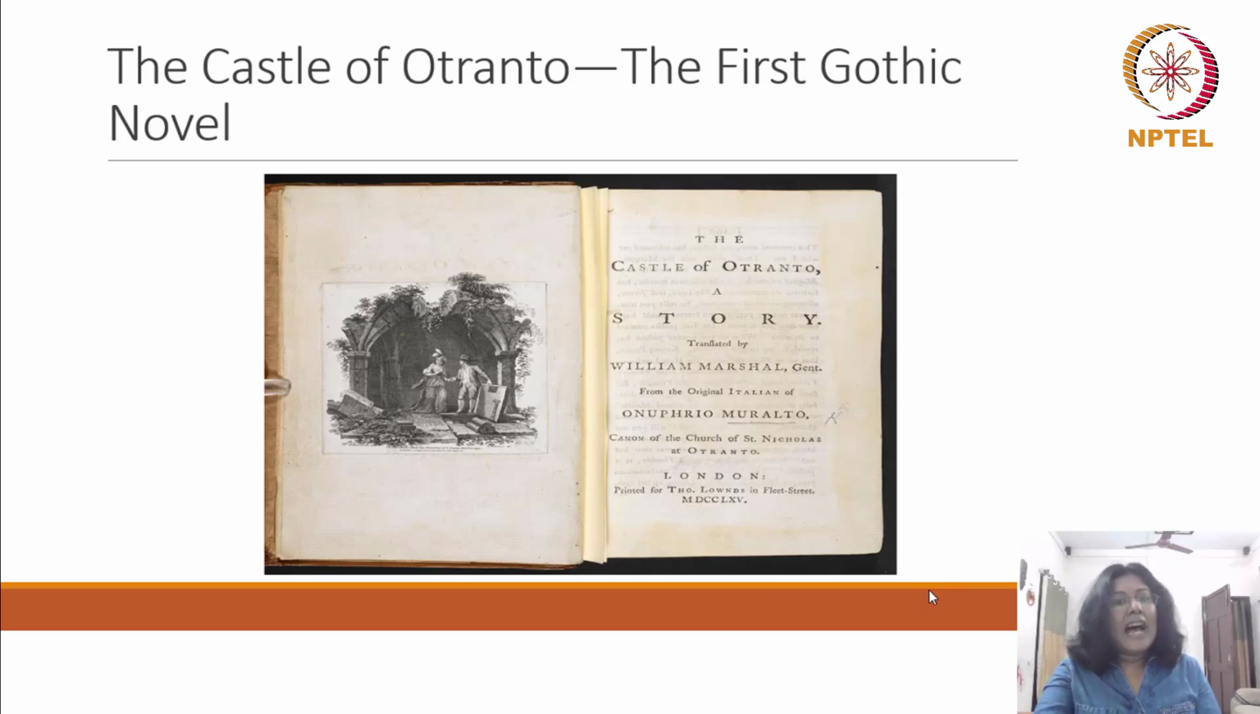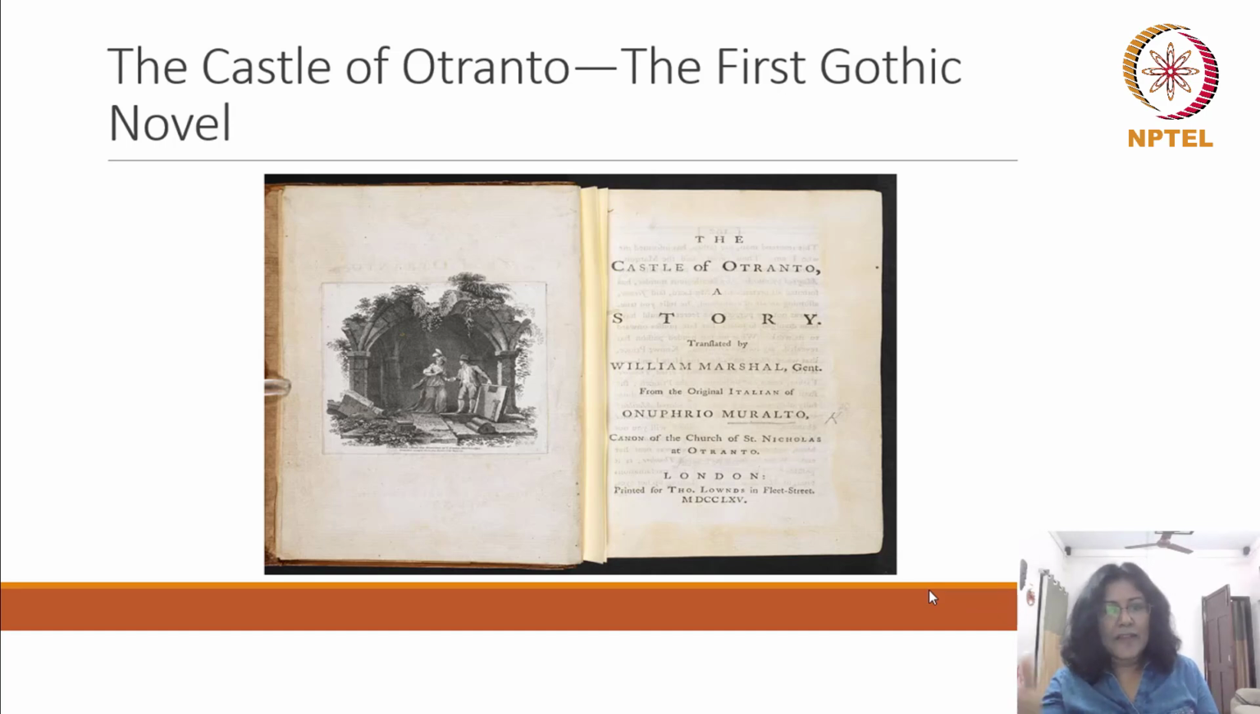Now, The Castle of Otranto is a very significant novel in the history of the Gothic genre, because it is supposed to be the first Gothic novel. Again, there is a similarity with Frankenstein, because if you look at the title page closely, there is no reference to the author. The author is not mentioned.